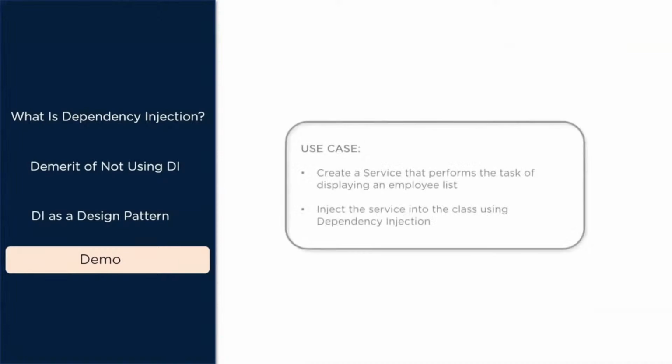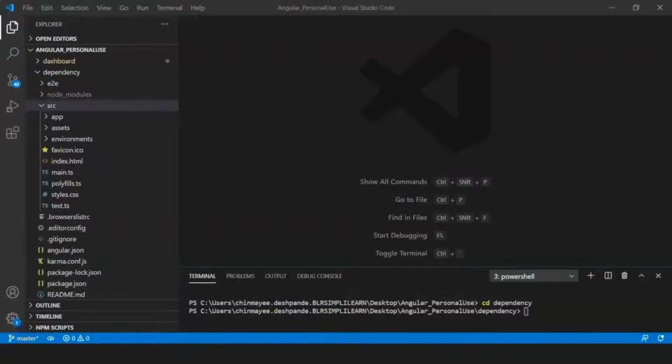With the same thought, I'll be creating a service that performs the task of displaying an employee list. Later, we're going to inject this service into the class using dependency injection. So let's head to our Visual Studio Code for the demonstration. Alright, so as discussed, I'll first have to create a component that displays a button for the employee, and then I have to create a service class and inject it into my component. Now this service holds the employee details such as name, employee ID, email ID, etc.